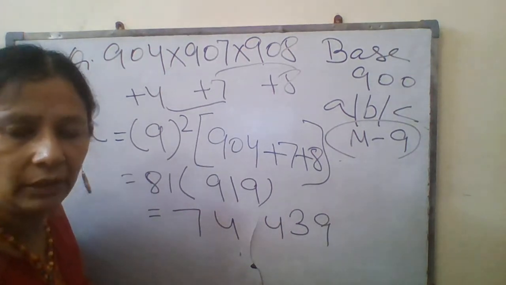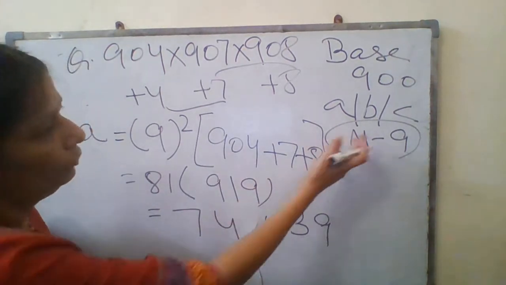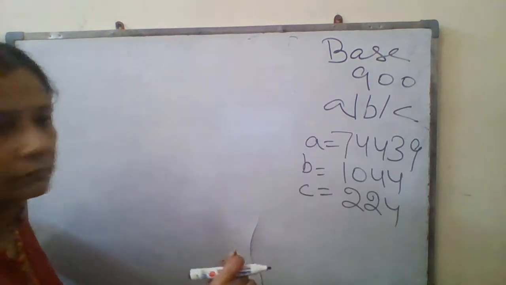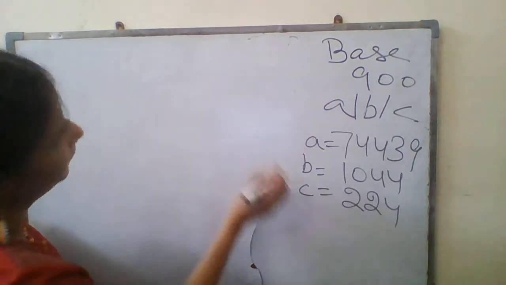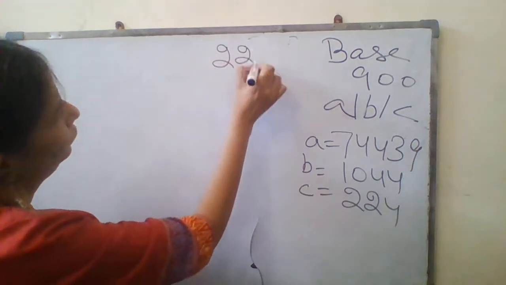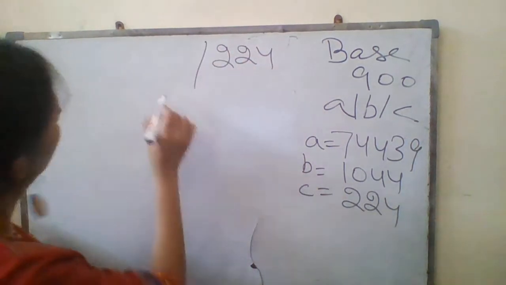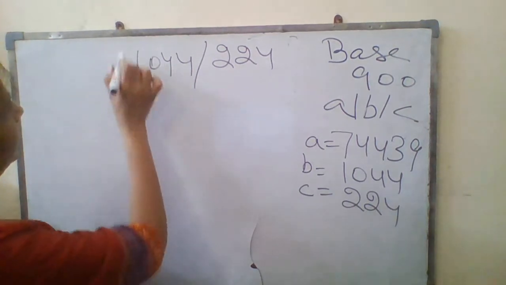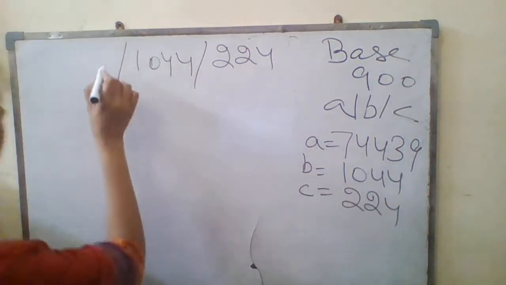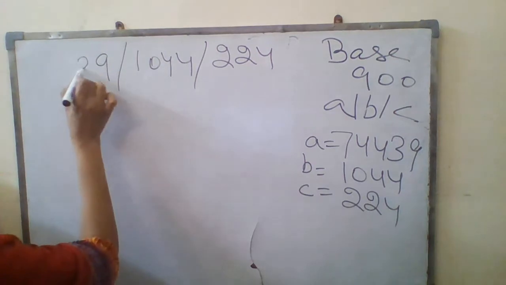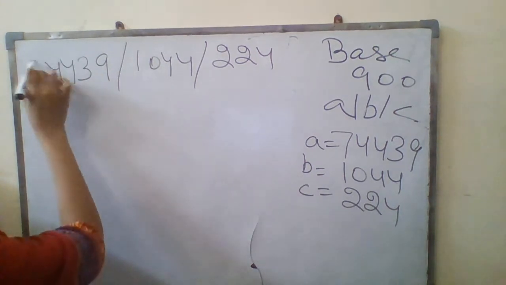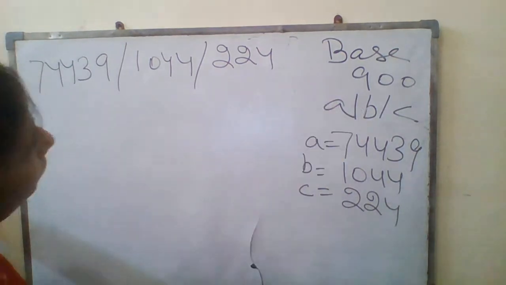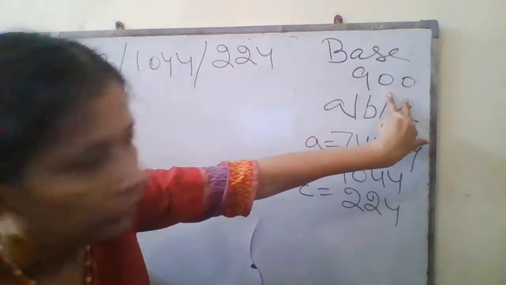Now you got the value of A, B and C. Now you put simply here in this. C is equal to 224 slash B is equal to 4401 slash this is 93447.